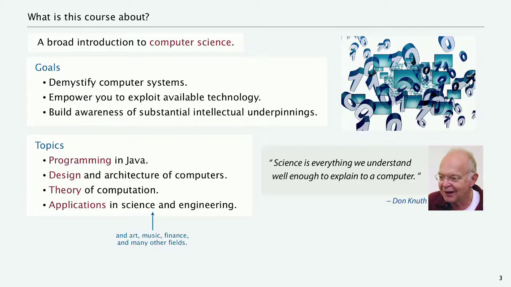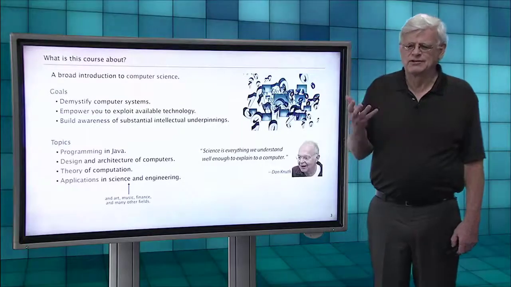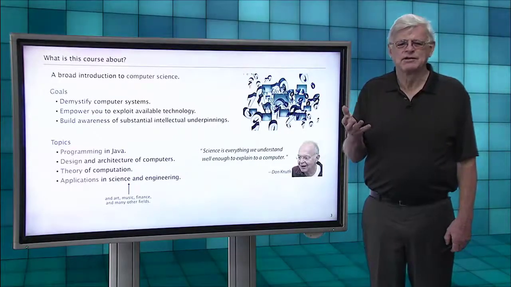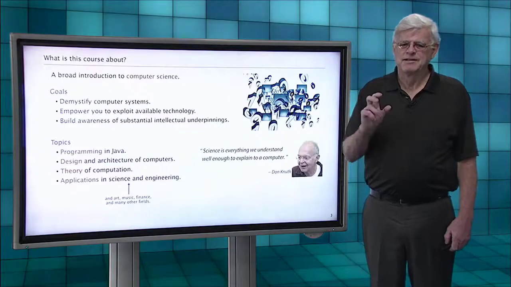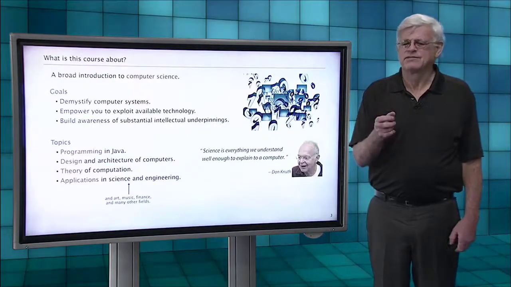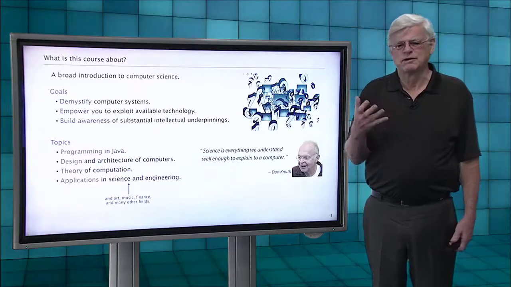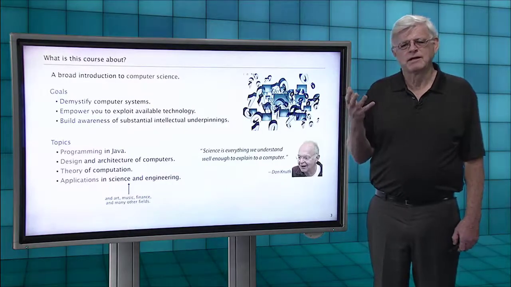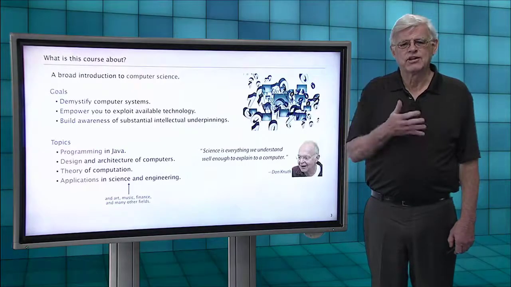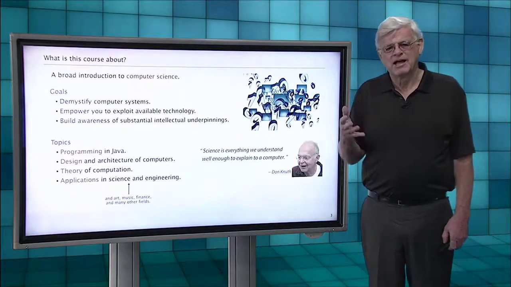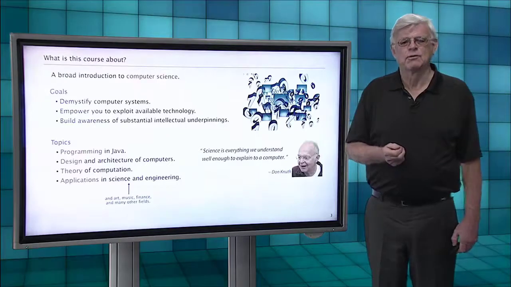I want to start with a quote by Donald Knuth, who's one of the earliest and most famous computer scientists. And he says, "Science is everything we understand well enough to explain to a computer." Some people say, well, why is it computer science? What's the science in computation? And we'll definitely cover that. But I think the interplay between computation and science nowadays is very well established. There's many opportunities to take an understanding of computation and develop that into a better understanding of the natural world.